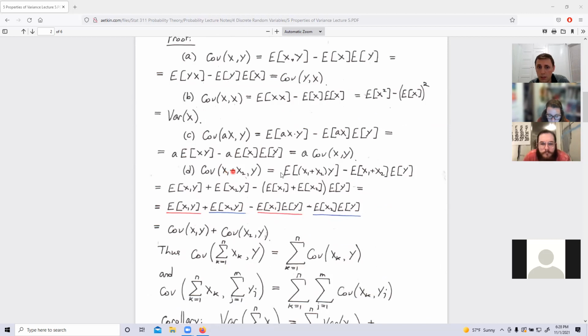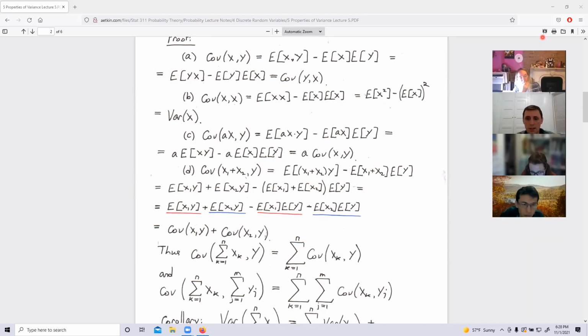Similarly for addition, look at it. It's just an obvious multiplication, you agree? It's the expected value of X1 plus X2 times Y minus the corresponding expected values. Here I just multiply Y through X1 and X2 and separate the expected values. And here I do the same. Once I rearrange everything, I get the covariance of X1 and Y plus the covariance of X2 and Y, which you can obviously verify, and should.